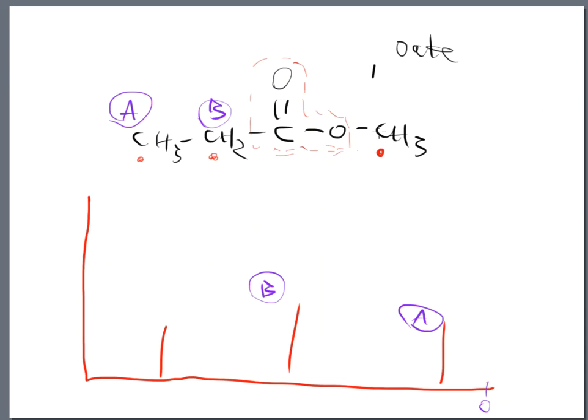And then the next one and the final one is the one directly connected to the oxygen. And that is an electron puller. It pulls the electrons away from that carbon on the end. The electron cloud is a little bit less dense, and those hydrogens are more exposed, and they relate to the magnetic field a little bit stronger, and it takes a little bit more energy to get them to flip all the way back down. So this is going to be C. So now I've predicted the number, and now I've predicted the order.